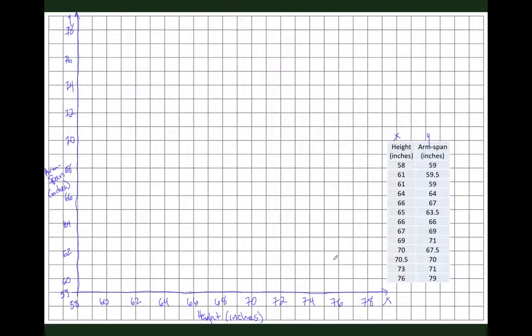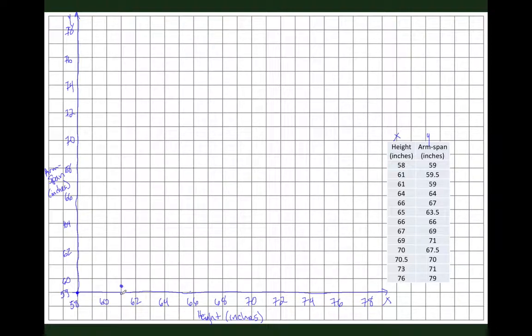So to plot the points, what we do is we take the x, or the first number, and the y, which is the second number, and we put a point there. So 58, 59: x is 58, y is 59, so the first point goes there. Then we have 60, 61 is here, and 59.5 is right about there.